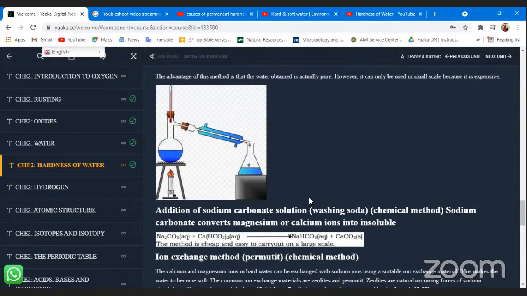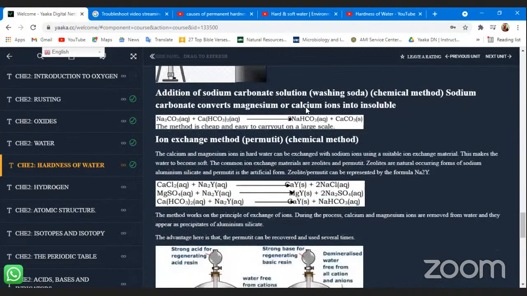That's the physical method. We have a chemical method here, addition of sodium carbonate solution or washing soda. This is a chemical method. Sodium carbonate converts magnesium or calcium ions into insoluble salts. For example, when you add sodium carbonate to calcium hydrogen carbonate, you form sodium hydrogen carbonate, which is soluble, and calcium carbonate, which is a solid, insoluble. So after this is formed, you can eliminate the calcium ions. Okay, they get settled at the bottom or on the sides, and then you remove them.